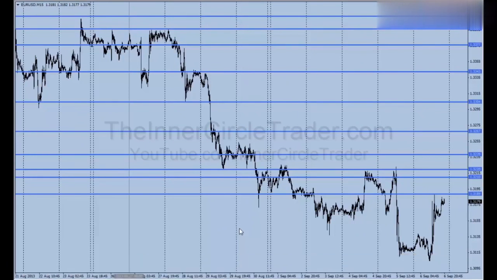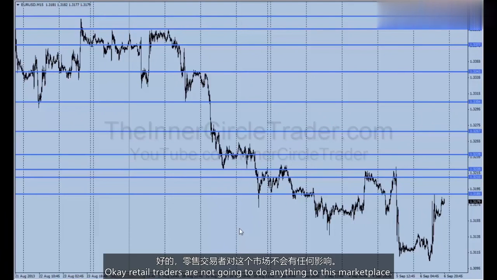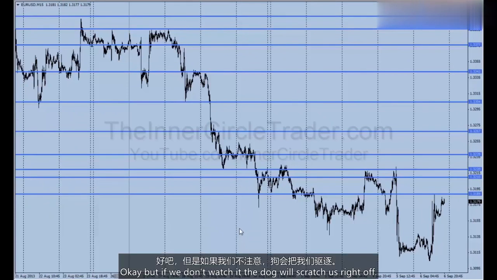and when you see market moves that are dynamic, okay, it's the institutional sponsorship that takes the market up or down. Okay, retail traders are not going to do anything to this marketplace. We are participants that are hopefully like the fleas on the dog. Okay, we're on for the ride. Once in a while we get a bite. Okay, but if we don't watch it, the dog will scratch us right off.